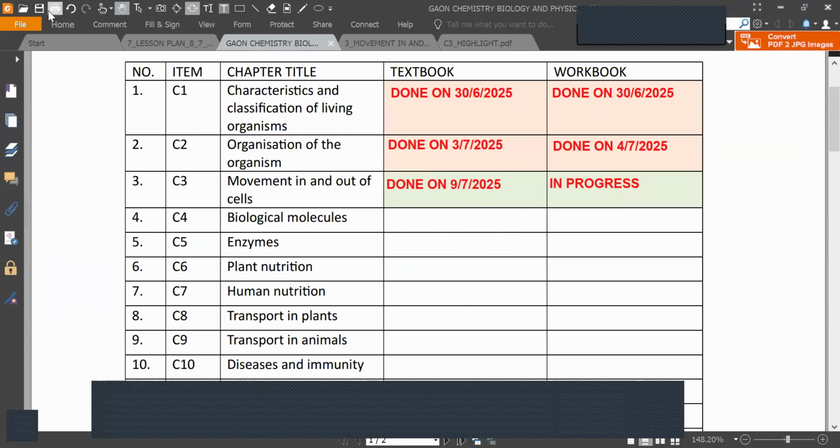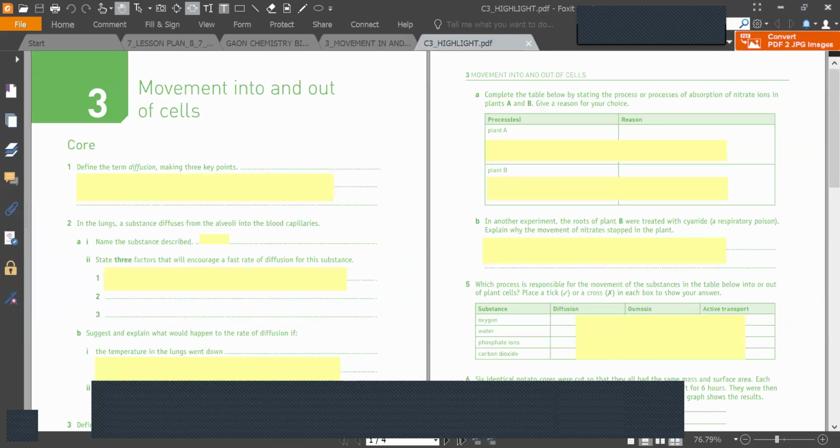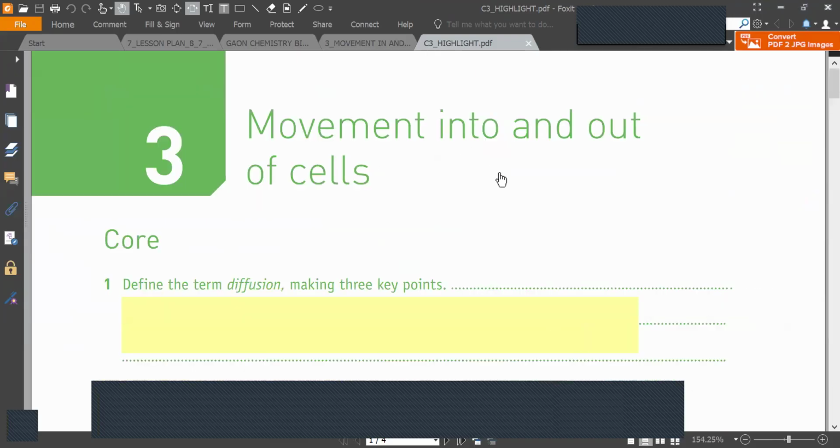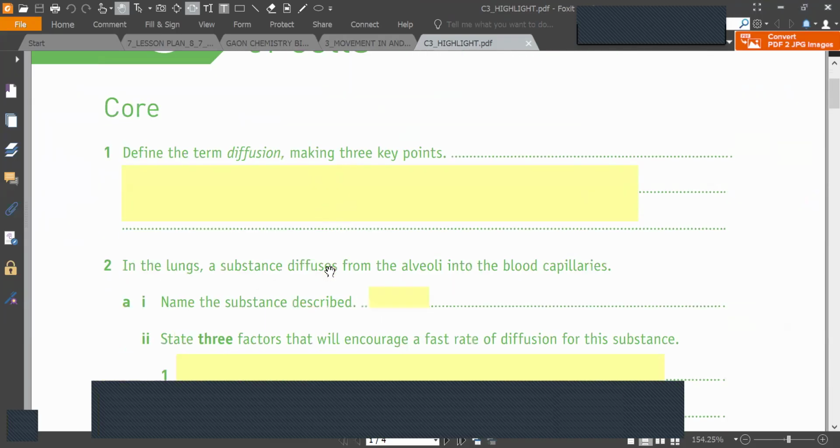So now we will move on to the workbook. Okay, let's take a look. We'll go through the workbook questions. Should be very straightforward. So first one, define the term diffusion.